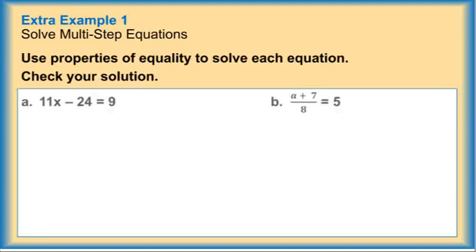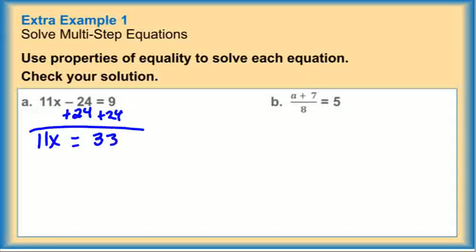More examples of multi-step equations. First one, 11x minus 24 gives us 9. The opposite of subtracting 24 is adding 24. And I'm left with 11x equaling 33. The opposite of multiplying by 11 is divide by 11. So to get x by itself, I divide everything by 11 on both sides, and I'm left with x equaling 3.